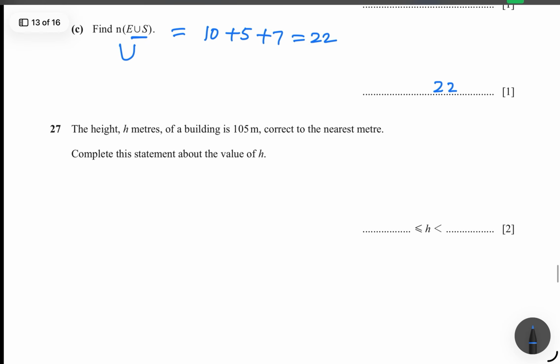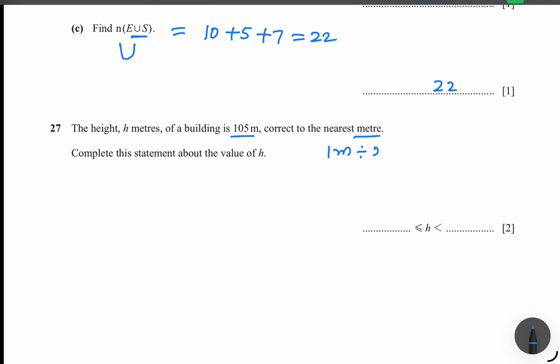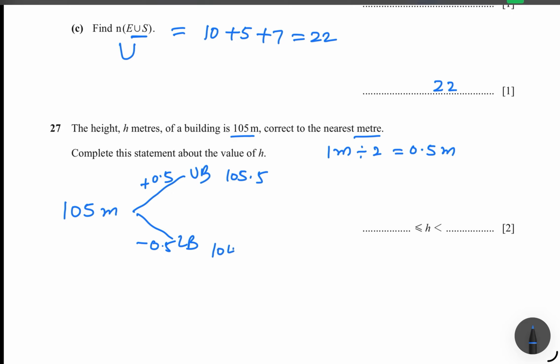Now 27, the height h meters of building is 105 meters, correct to nearest meter. So now 1 meter divided by 2 gives us 0.5 meters. So we are looking for the upper and lower bound of this. So 105 meters, and we add here 0.5 for the upper bound, and for the lower bound I am going to subtract 0.5. So this will be 105.5 and this is 104.5. So make sure you write it in a proper place. Here the lower bound this side and upper bound this side. Okay.